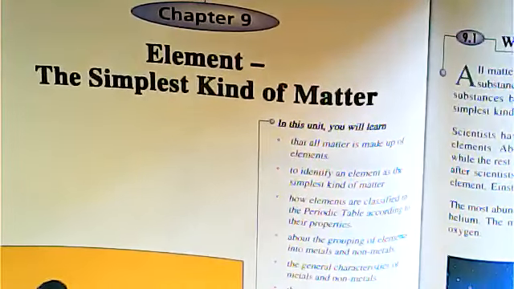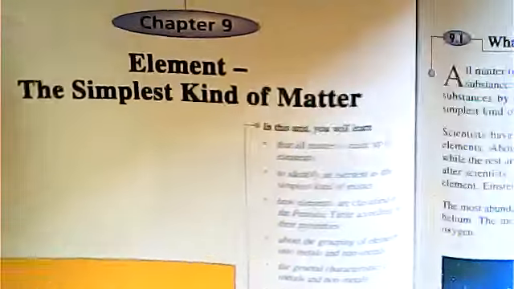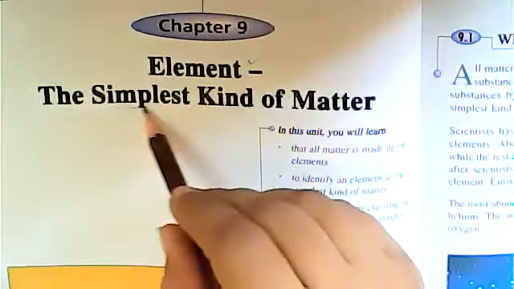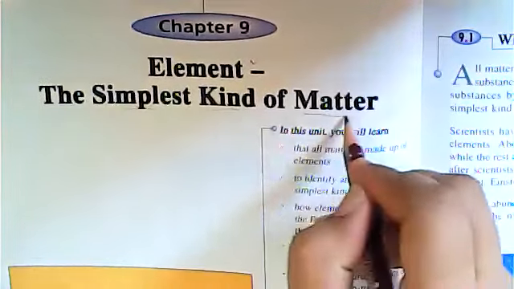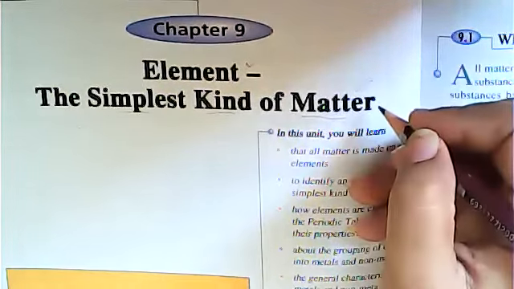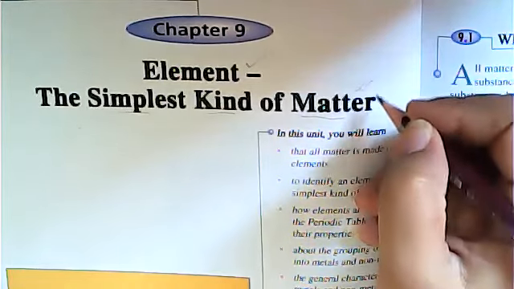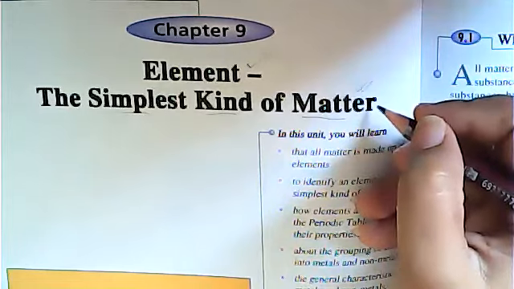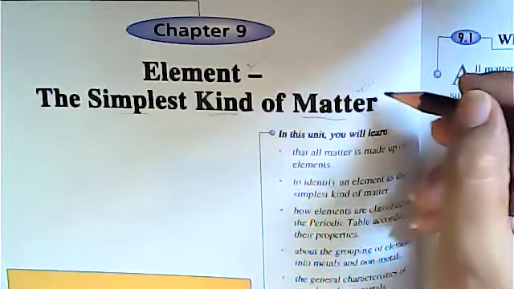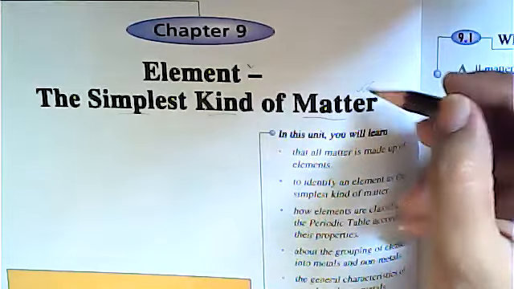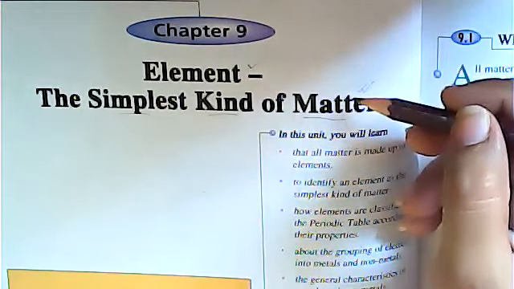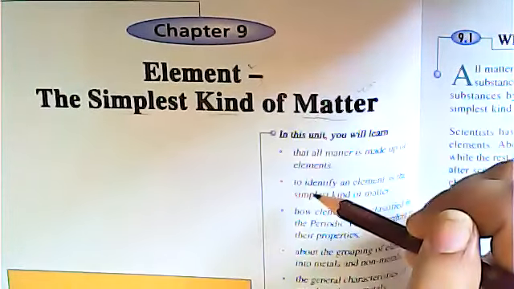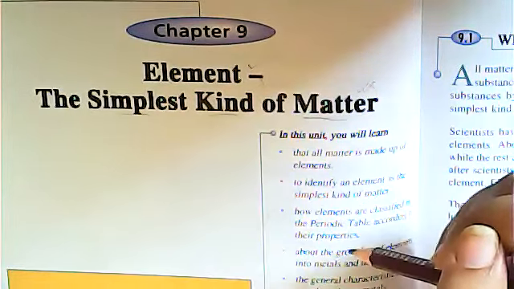Now, look here. What does element mean? They are explaining element as the simplest kind of matter. So first of all, you should know what matter is. What is matter? Anything which occupies space and has mass will be called matter. And all matter is made up of elements.